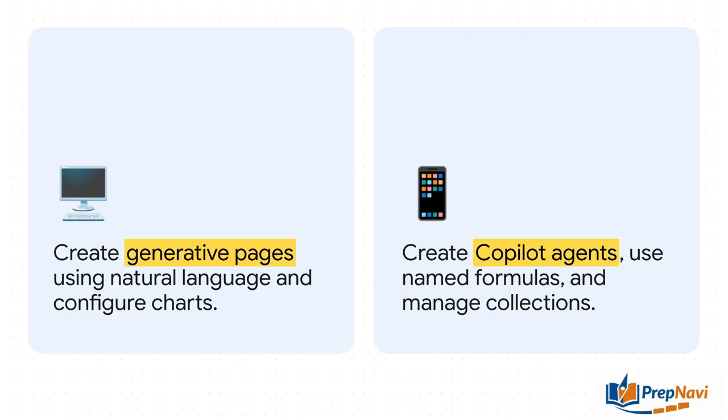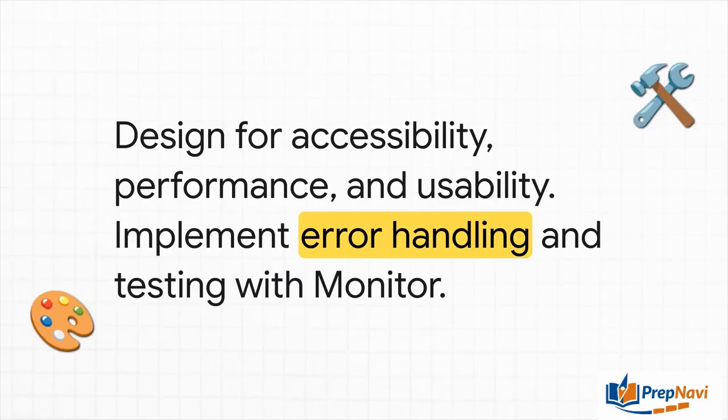On one side, for model-driven apps, you're expected to know how to create generative pages using natural language alongside your standard charting and access management. But then, for Canvas apps, the focus shifts. There, you're looking at creating Copilot Studio agents directly from the app, utilizing named formulas and managing collections. AI seriously elevates both of these, but it does so in beautifully unique ways depending on the framework you're working in. But hey, a quick word of warning.